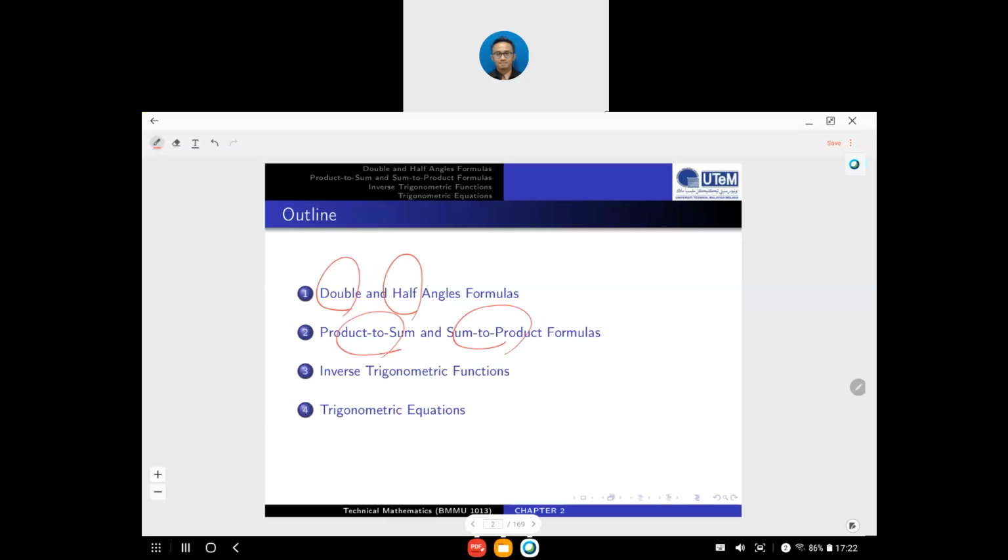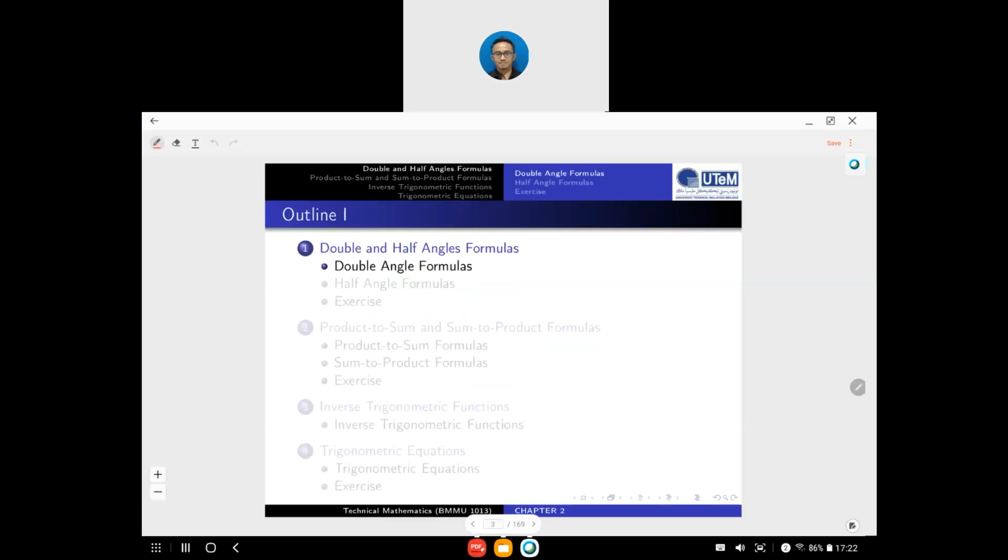What happens when you have the product of two trigonometric functions and you want to transform it to a summation, or if you have a summation of trigonometric functions and you want to transform it to a product? So what are their formulas? Third, inverse of a trigonometric function. And the last one is the trigonometric equation, where you want to solve the trigonometric equation. The last one is a very important subtopic. First, the double angle formula.